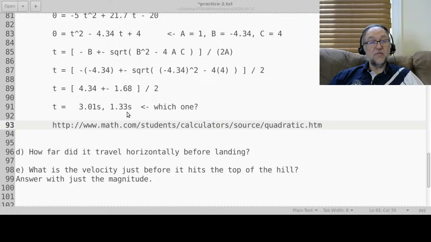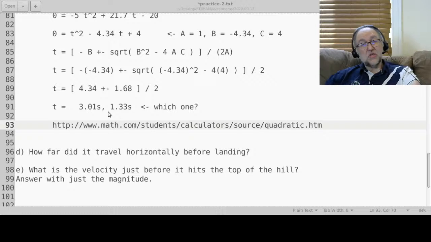We get two positive solutions, and you go, well, which one? Usually, when one is negative, you go, oh, I'll just choose the positive one. Makes sense. But no, we've got to be careful here. We've got to interpret which one we want. And how do I figure that out? You have to look at the diagram.